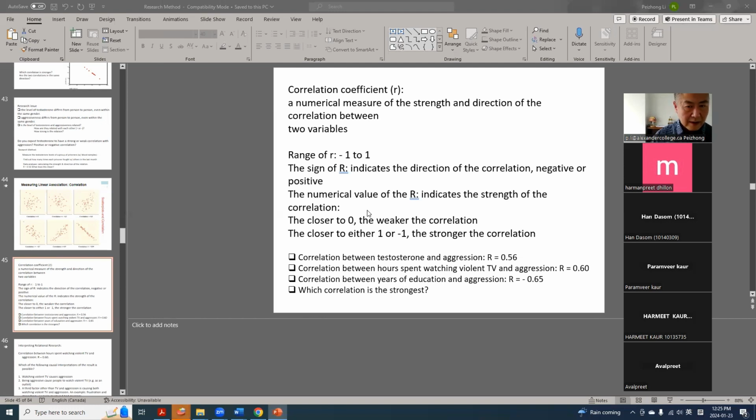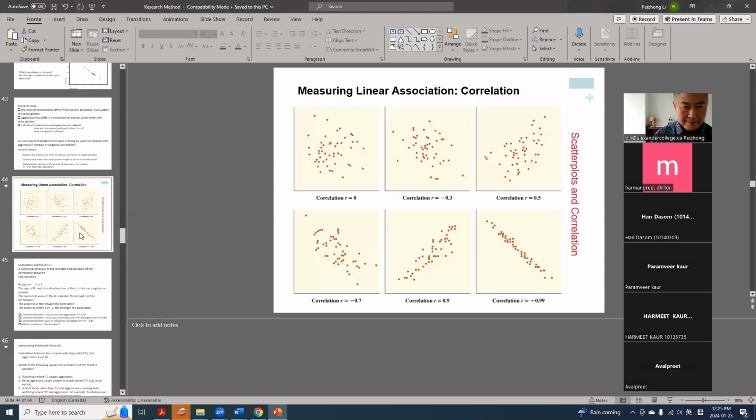There are two ways you can show a correlation. One way is using the scatter plot. Another way to show the correlation is to use a number. That is a correlation coefficient, the R value. A number close to 0, R equal to 0, means closer to no correlation. There's no relation between the two variables.